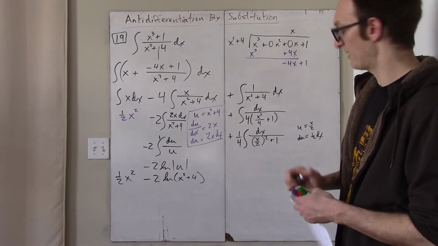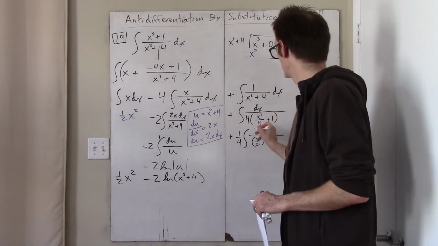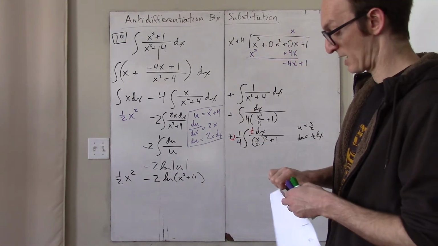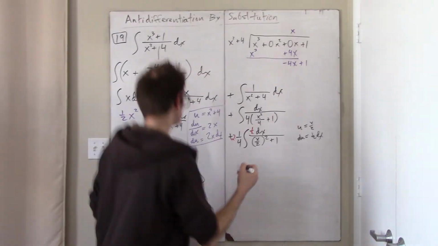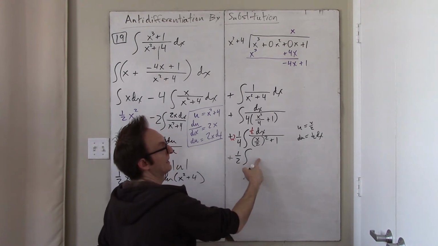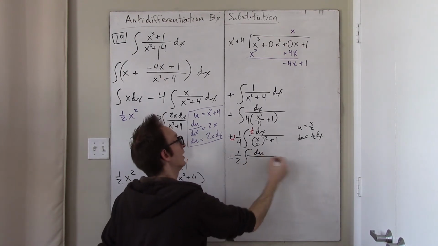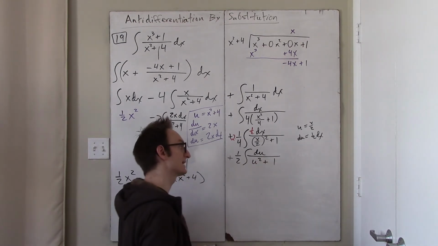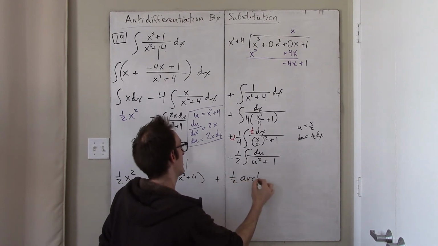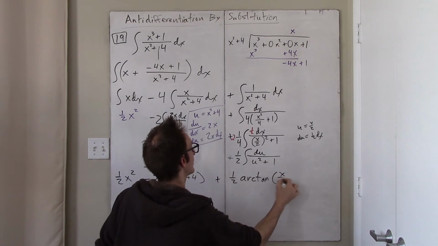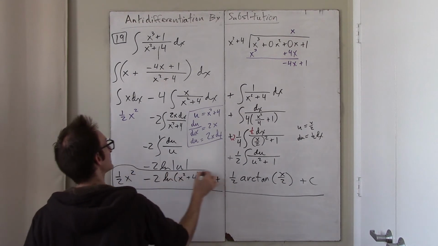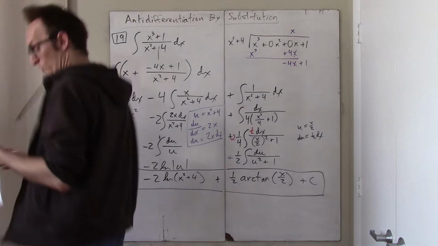And now we need a 1/2 in there. Depending on how you like to do this, you stick in a 1/2, you undo the damage with a 2, and thus we get plus 1/2 antiderivative du over u squared plus 1, which is arctan u. And so what we end up with is 1/2 arctan x over 2 plus c. And this whole complicated thing is the actual answer to this problem.